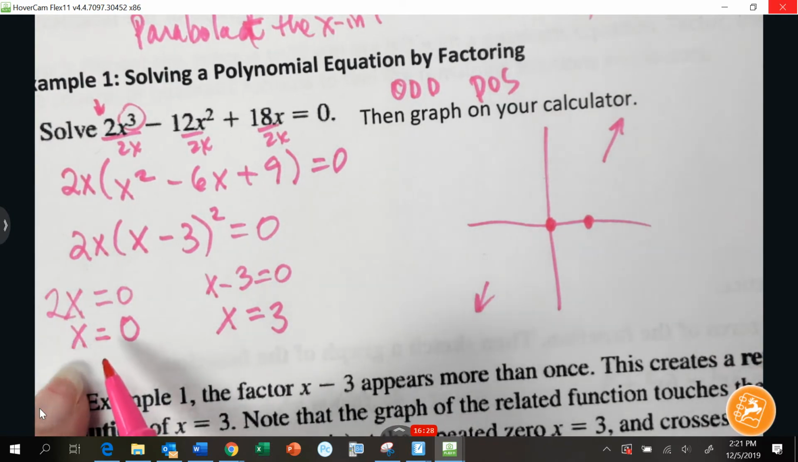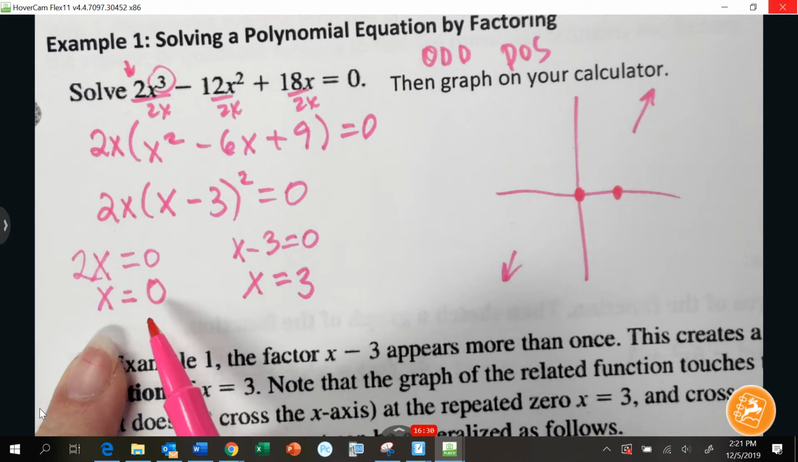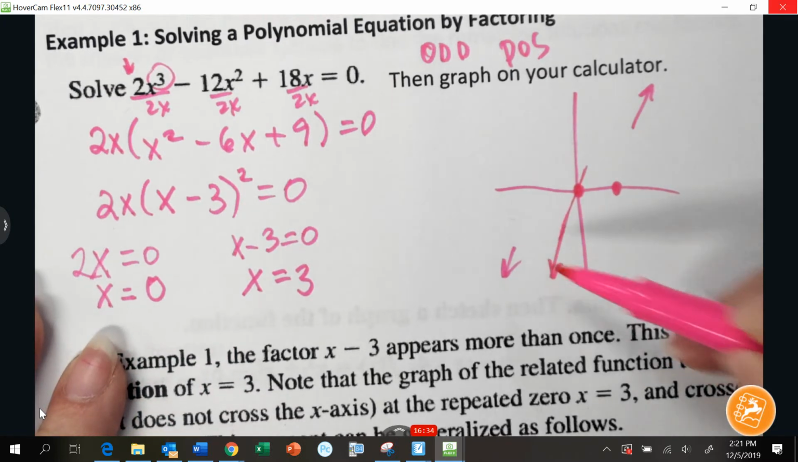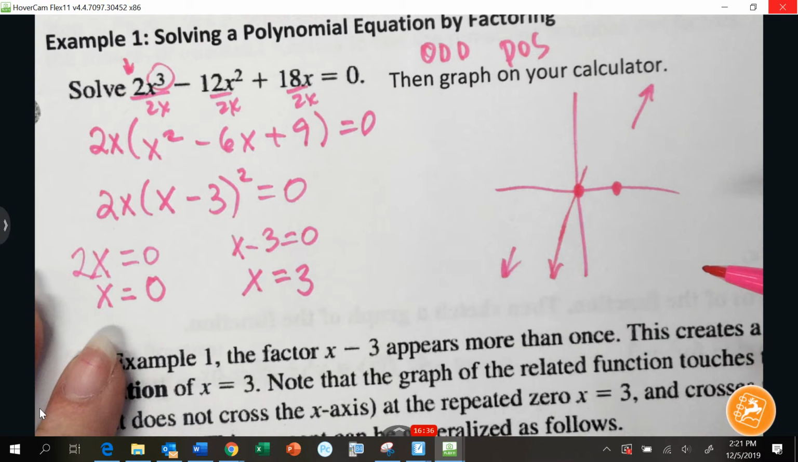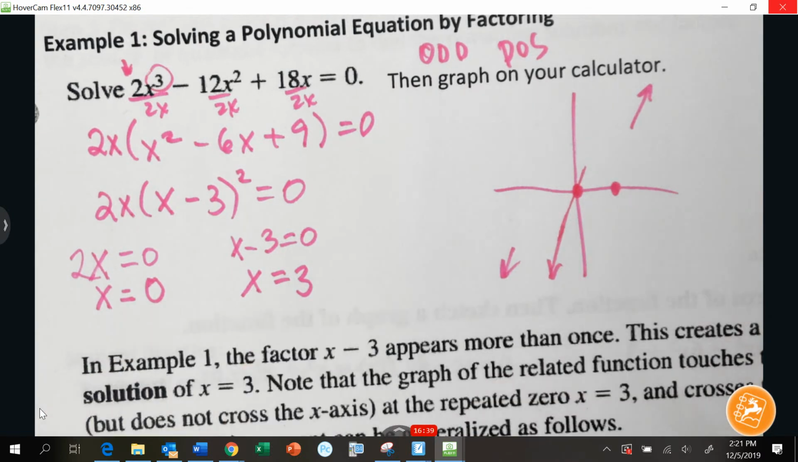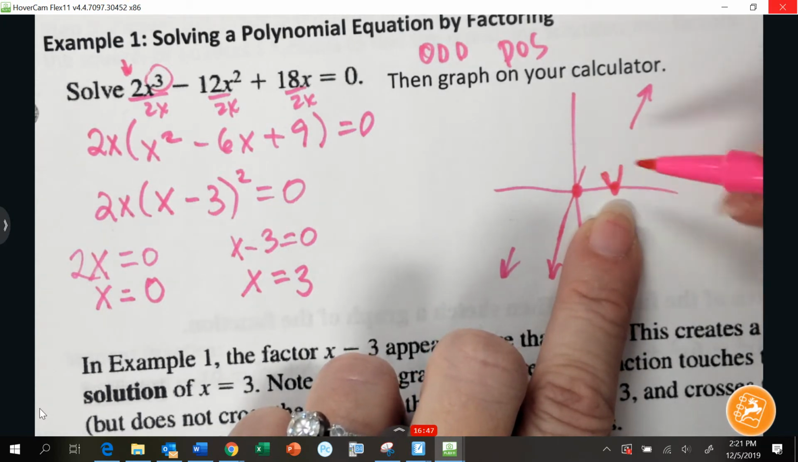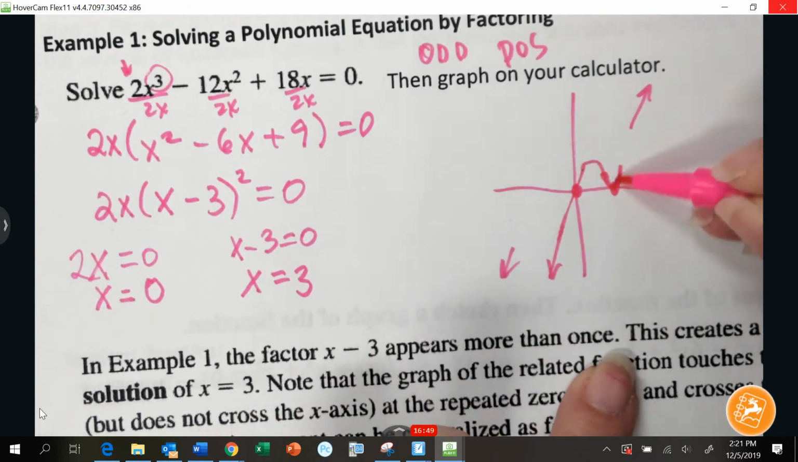How many x-intercepts are at 0? 1. So it's going to pass through. But it has to go down at the end. What's going to happen at 3? So if it has 2, what shape is going to be here? Parabola. And it's got to be the kind that opens up so that this will connect.